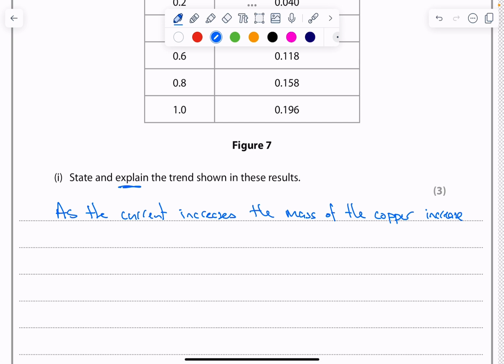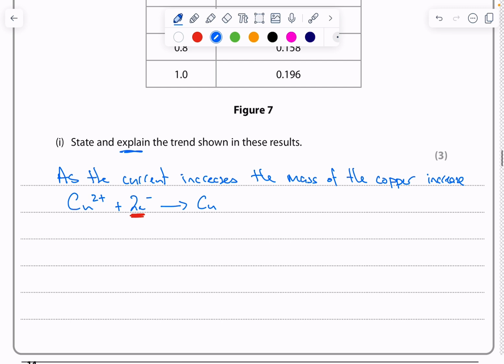Then it says explain the trend. So I'm just going to write down here that if you have copper ions, they are looking to gain electrons and form copper. Now, when we increase the current, remember current is a flow of electrons, we have more electrons. So if you have more electrons, therefore more copper ions can react and they will form more copper. And that's what we've got to put into words.